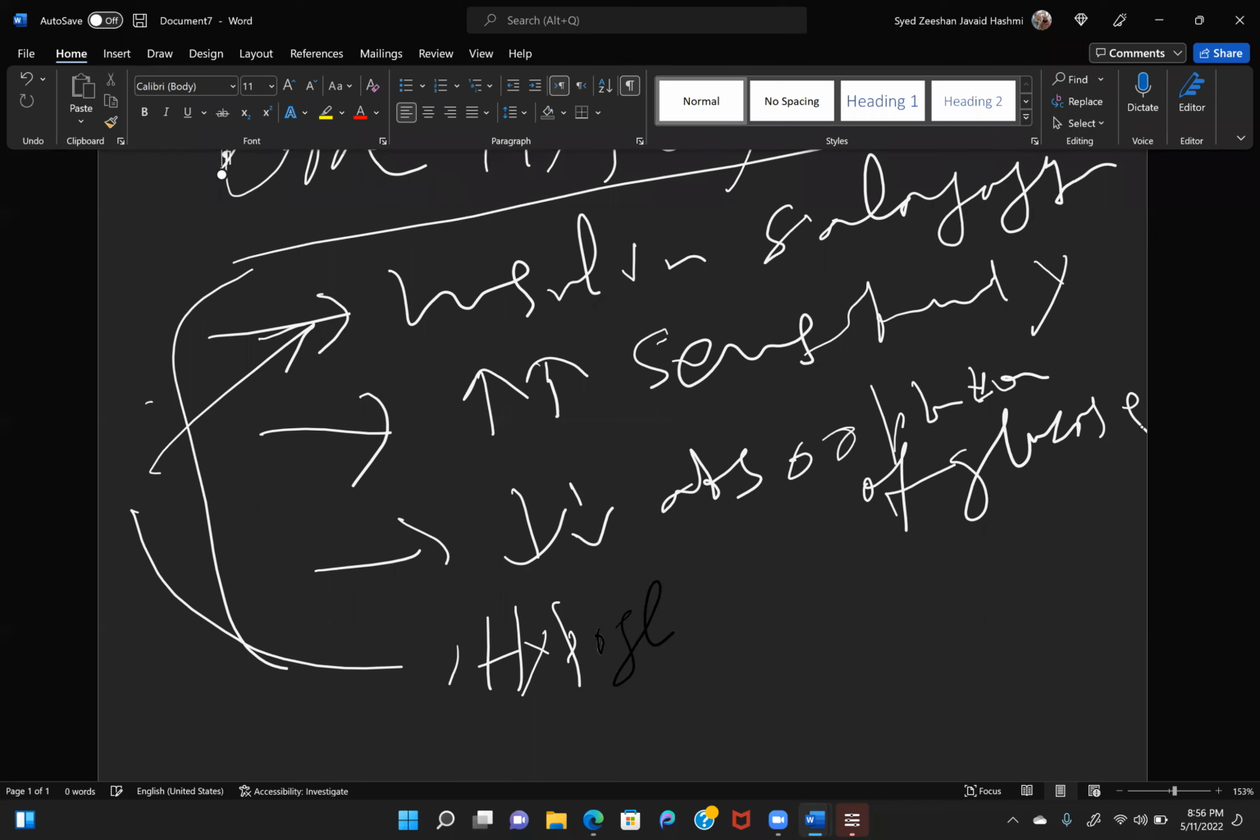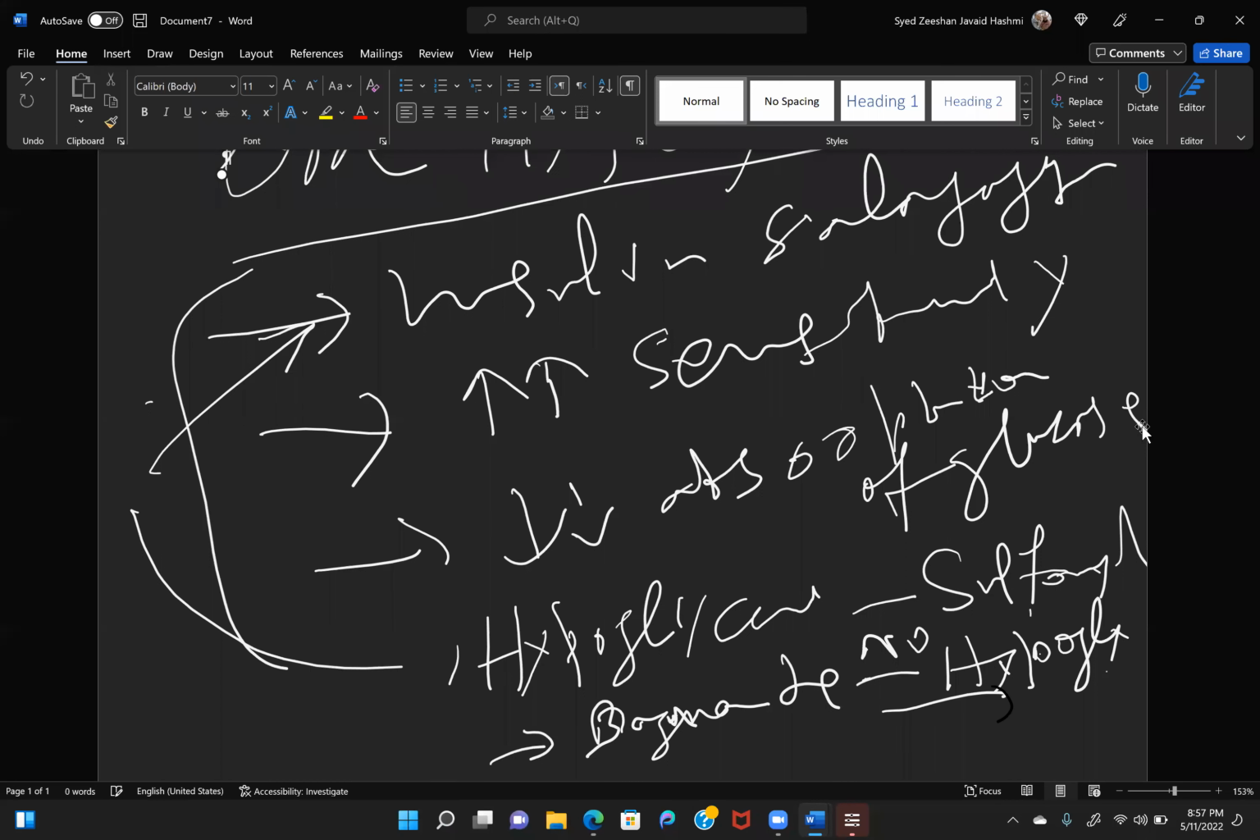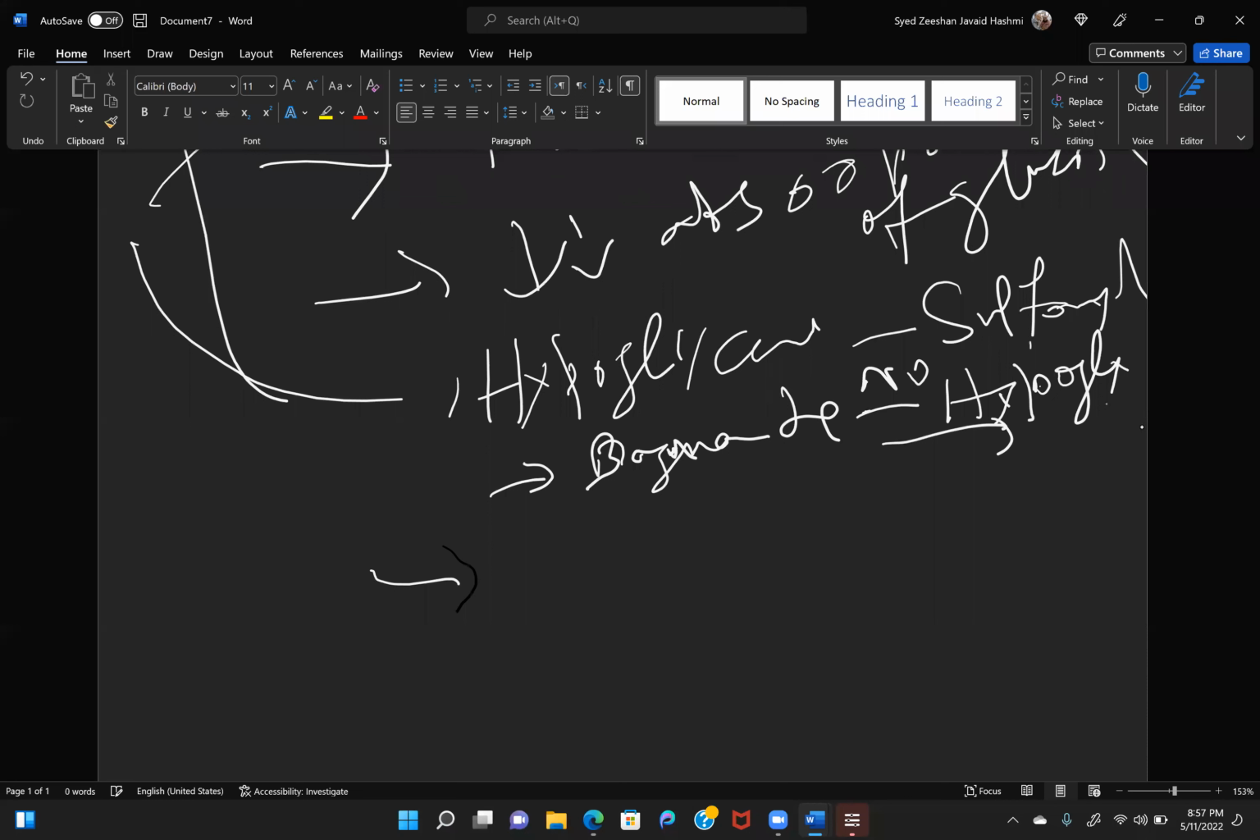So all of these are sulfonylureas, and there are some new groups whose names I don't remember, so I will just show you the slides. The basic one is biguanides. Biguanides increase sensitivity, but they do not cause hypoglycemia. The main side effect of biguanides is lactic acidosis. So this is the basic.